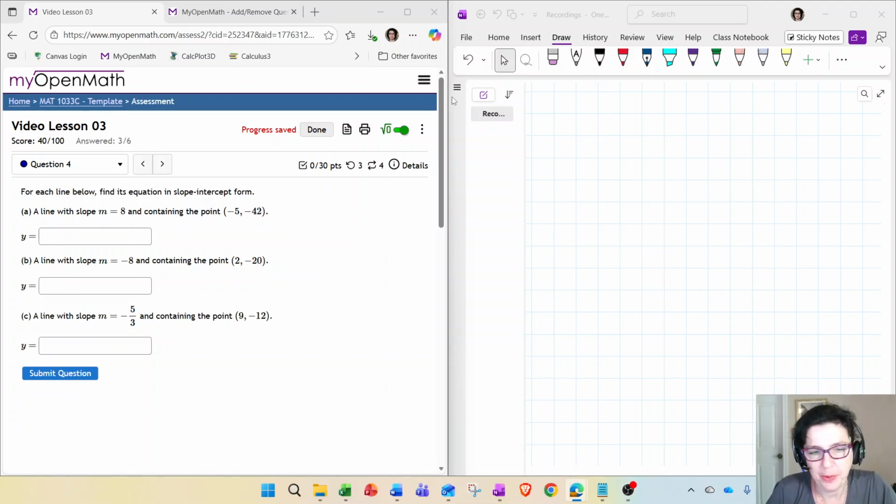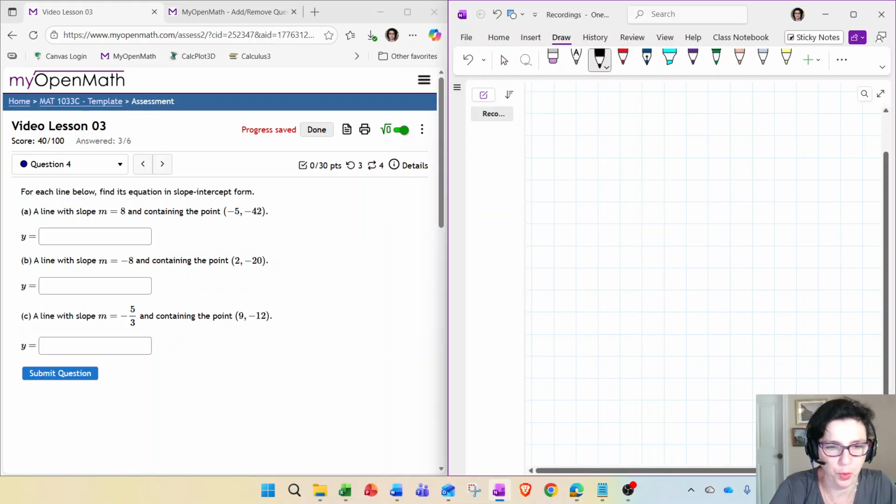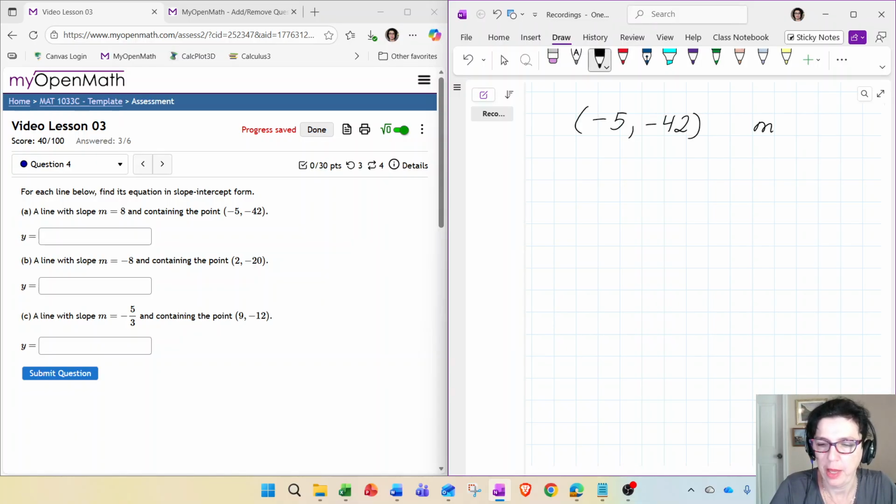Okay, guys, so this one is a little bit more difficult. This one, you are given a point and you are given the slope, and you want to write an equation in slope-intercept form. But because you're given a point and slope, we're actually going to first write that, and then we're going to convert it. Okay, so here is an equation in point-slope form.